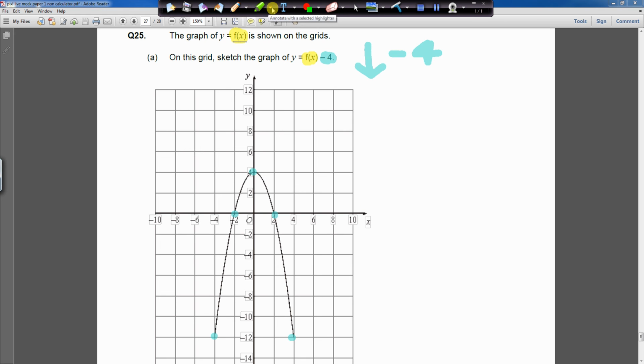So let's change the color of the highlighter. 4 take away 4 will give you nothing, 0. This has a height of 0. 0 take away 4 is minus 4. 0 take away 4 is minus 4. Now, this one, take away 4 from minus 4, will be down here somewhere. I don't know where this is actually coming up.